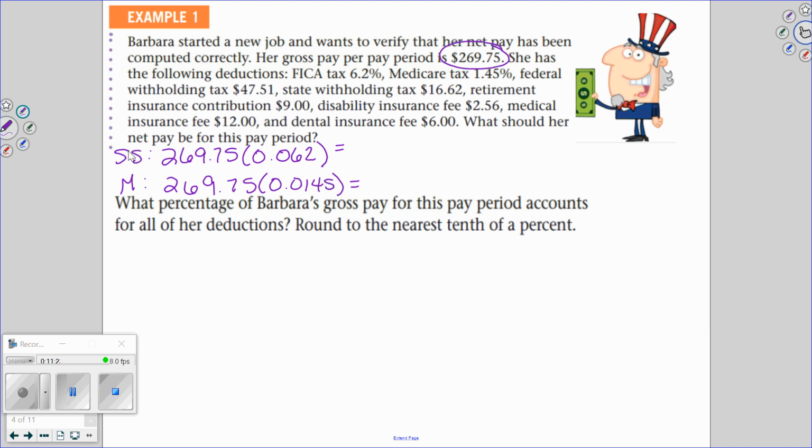All right, so what about her Social Security? It'd be $16.72. Medicare is going to be $3.91. So altogether, what's her total of deductions right now? How much money altogether is being taken out of her check?